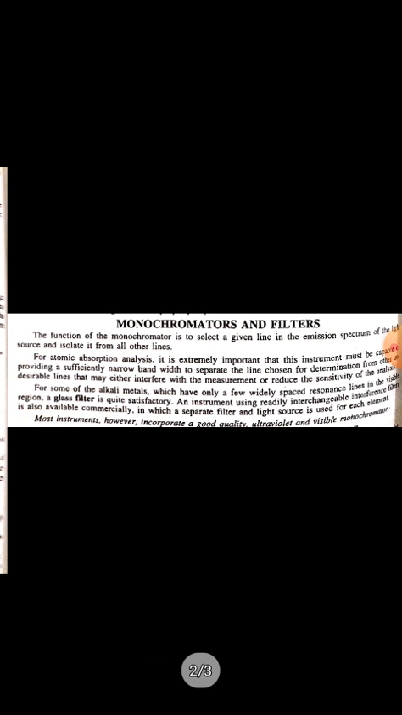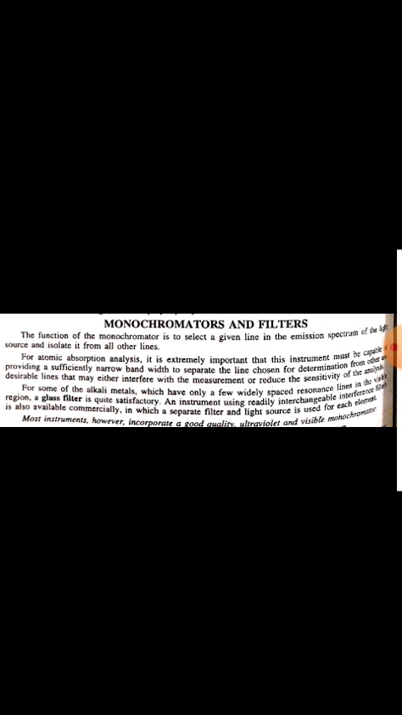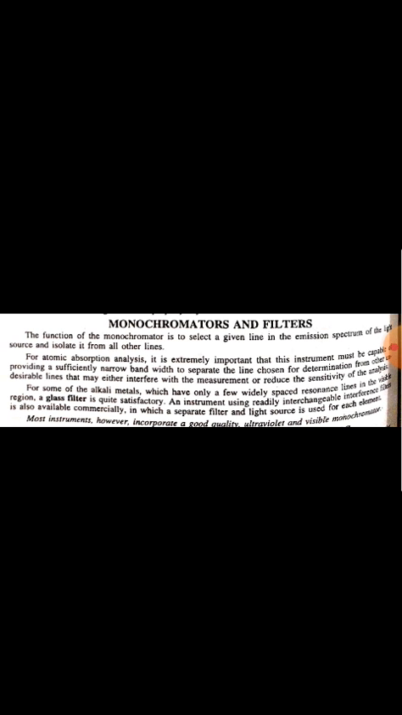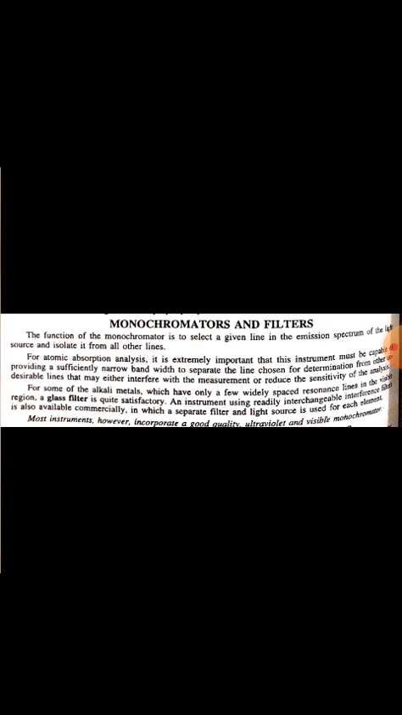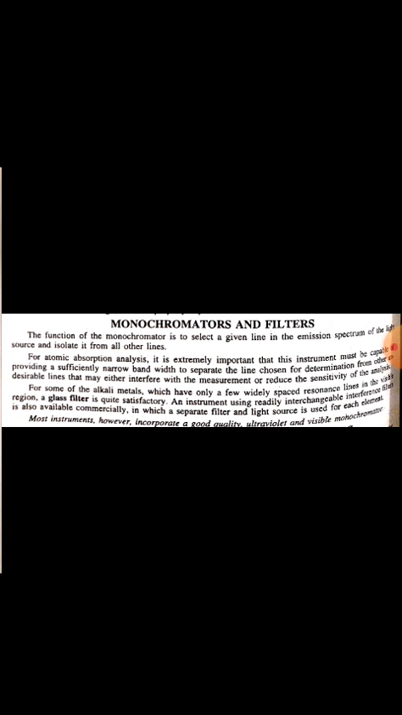The next part present in the instrument is the chopper. The chopper is a rotating wheel which is placed between the hollow cathode lamp and the flame. Radiation from the hollow cathode lamp is not supposed to be continuous. Otherwise, it will not be possible to distinguish it from other radiation which is transmitted from the lamp.